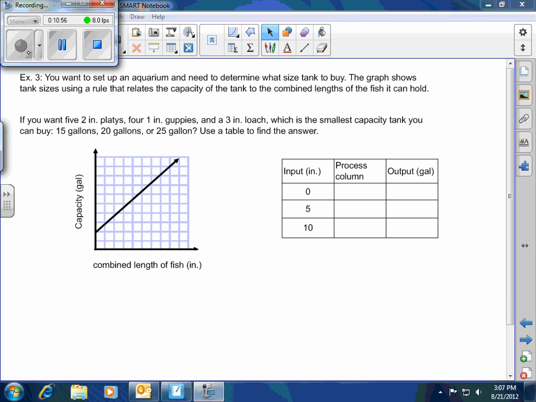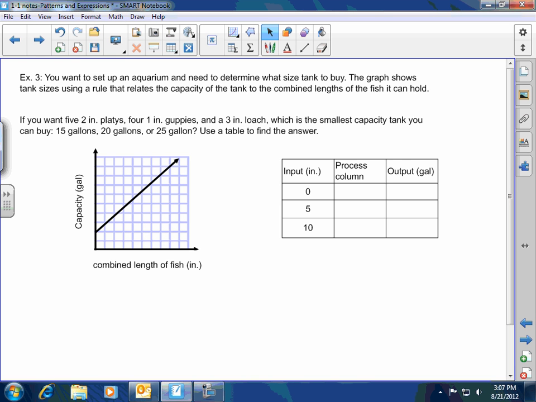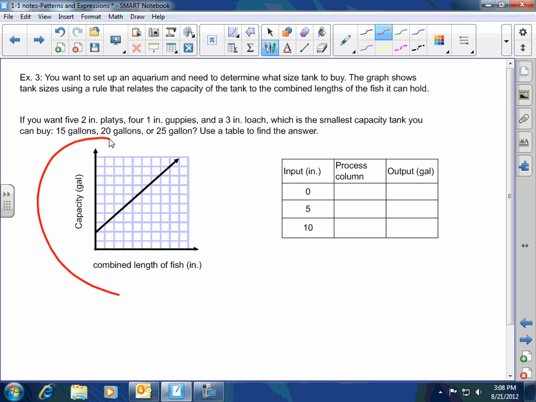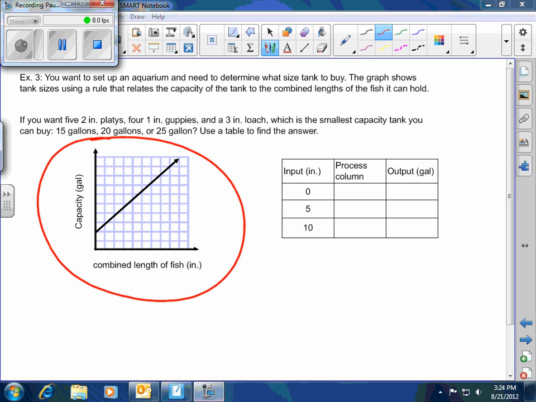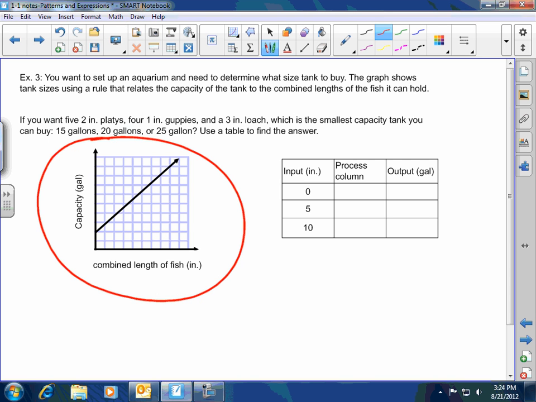I'm sorry about that interruption. The question was, which is the smallest capacity tank you can buy? 15 gallons, 20 gallons, or 25 gallons? Use a table to find the answer. Well, they give you this graph right here. That's given. And if you think about what's happening, I apologize about that little pause there.